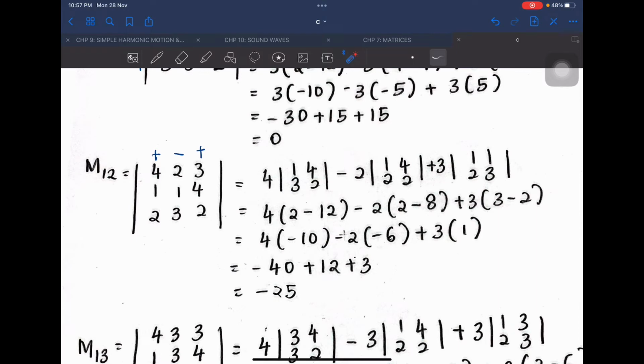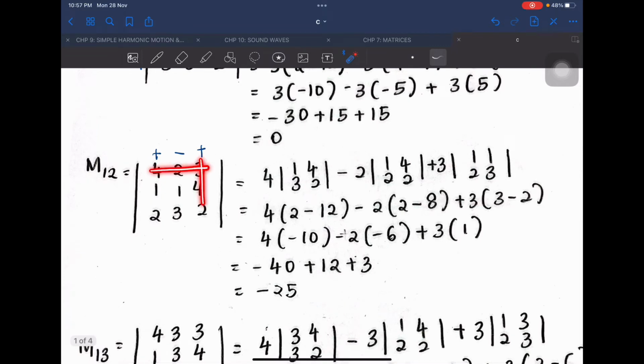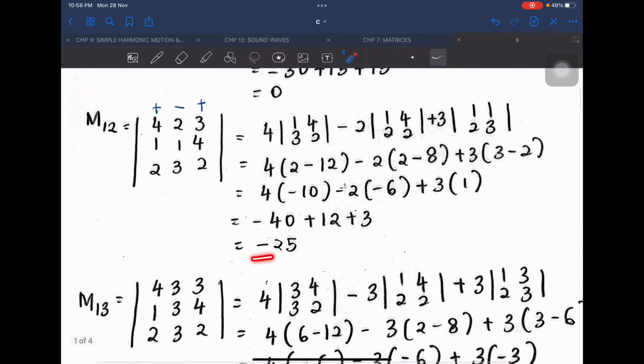Then for the second one, row 1, column 2, we want the value 2, which corresponds to the negative value, so we put here -2. Then here, the remaining values, we just transfer it here. And then for the last matrix, we take row 1, column 3, which is a positive value, so +3, 1, 2, 1, 1, 2, 3 over here. Then we just multiply as per usual, and we get -25.